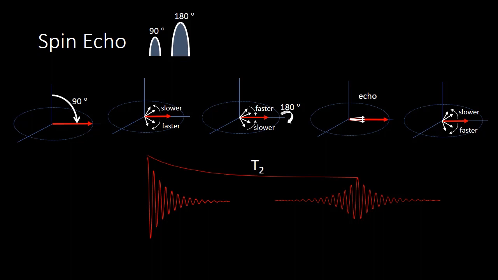So there are some effects that we are never able to refocus, but we can refocus influences from the magnetic field inhomogeneities with that 180-degree pulse, so that the echo amplitude is dependent on T2.